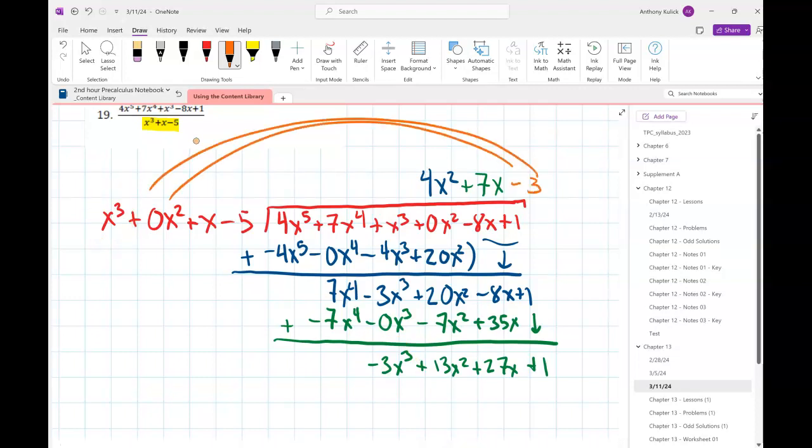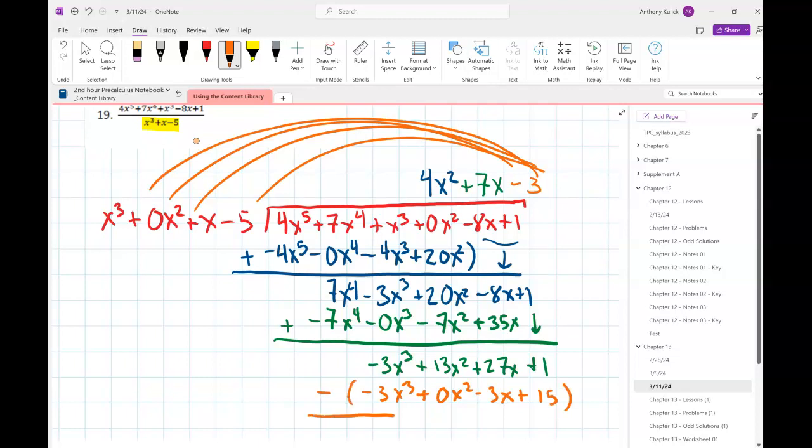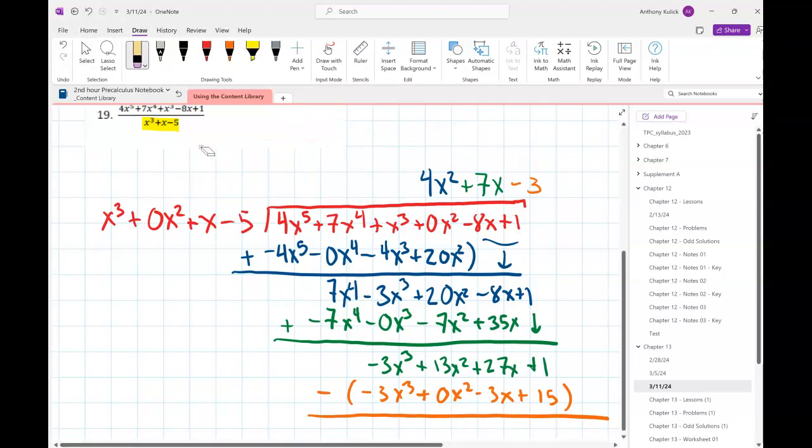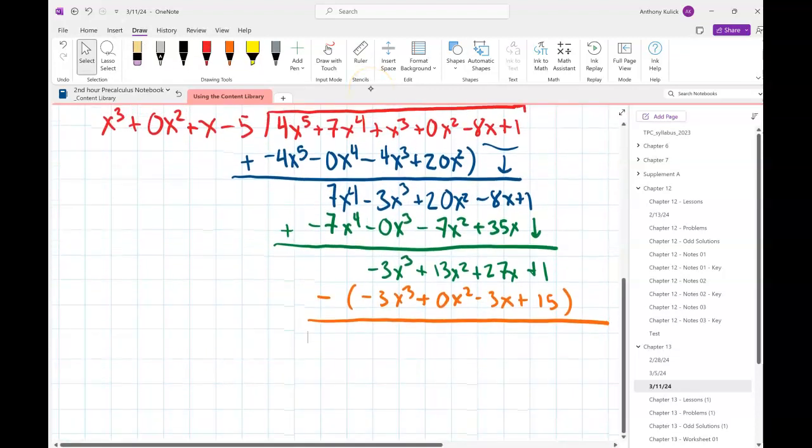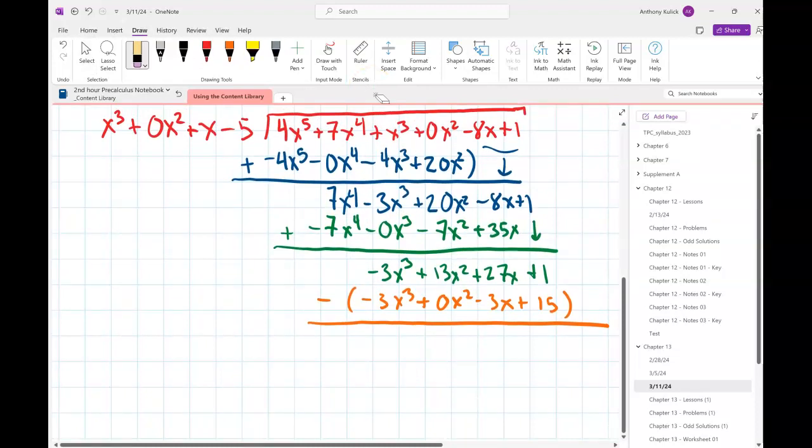And then I'll multiply that to everything over here. And then we'll subtract down. Again, I don't like thinking about this as subtraction. I'm going to distribute the negative through and make it an addition problem.